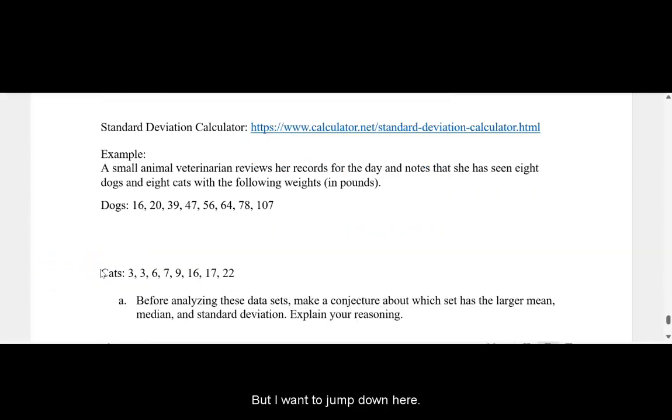But I want to jump down here. I want to show you an example, and then I'm going to show you a calculator. So let me just read the example first. A small animal veterinarian reviews her records for the day and notes that she has seen 8 dogs and 8 cats with the following weights. So you have the dogs' weights and then you have the cats' weights.